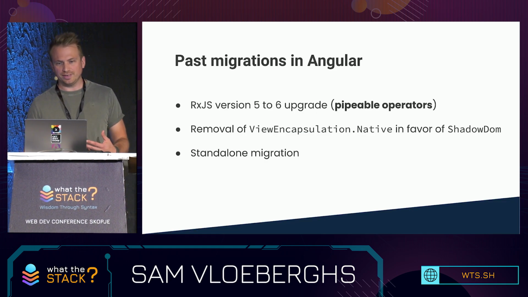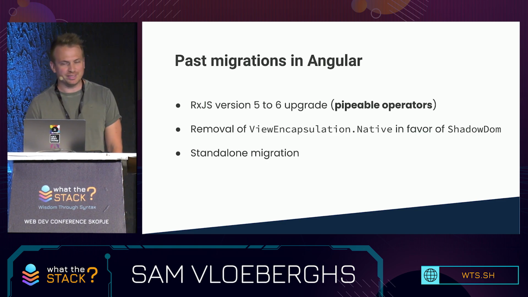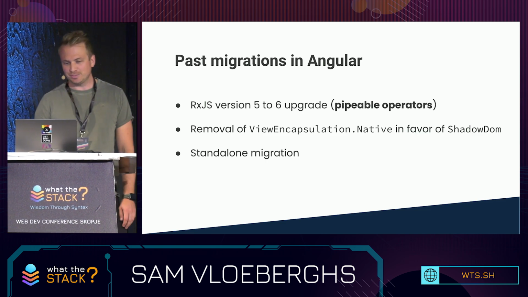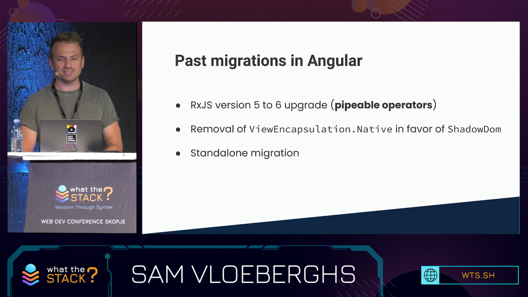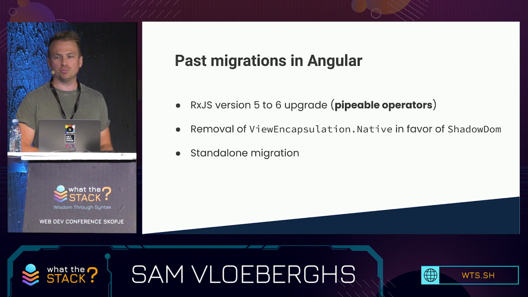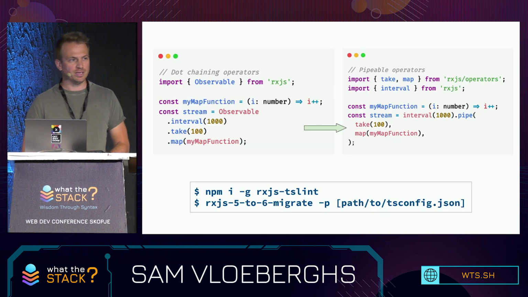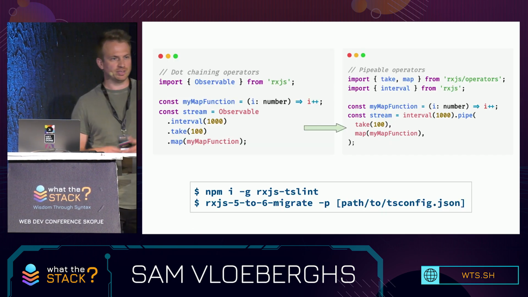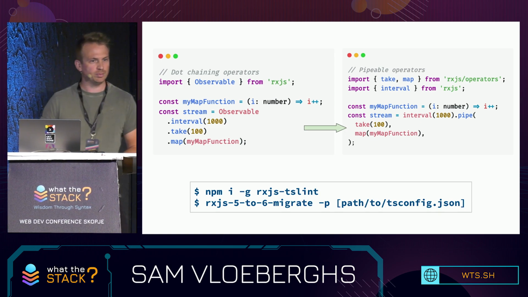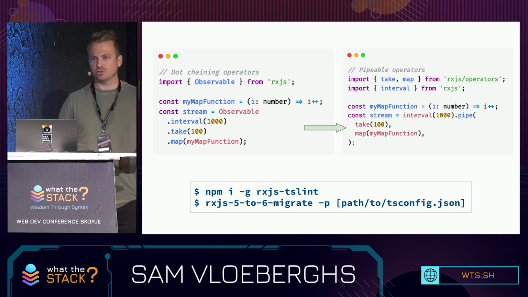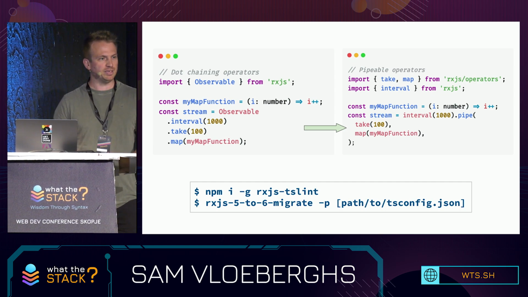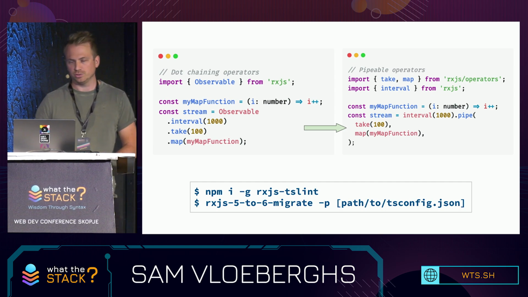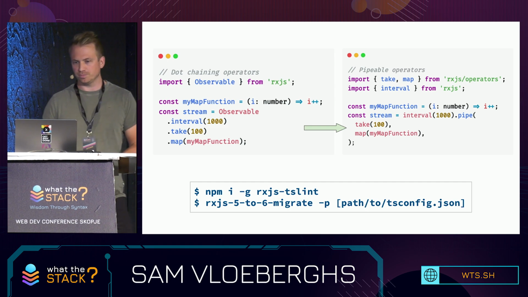So for the seasoned Angular developers out there, you might remember these past migrations in Angular. At some point, the lovely folks from the RxJS team decided that they were moving from dot chaining operators to using pipeable operators instead. I will not go into too much detail here, but basically the goal for this migration was to clean up the observable prototype and make sure that you can import the operators, meaning that you need to import less code. So it's better for the end result of your bundle.